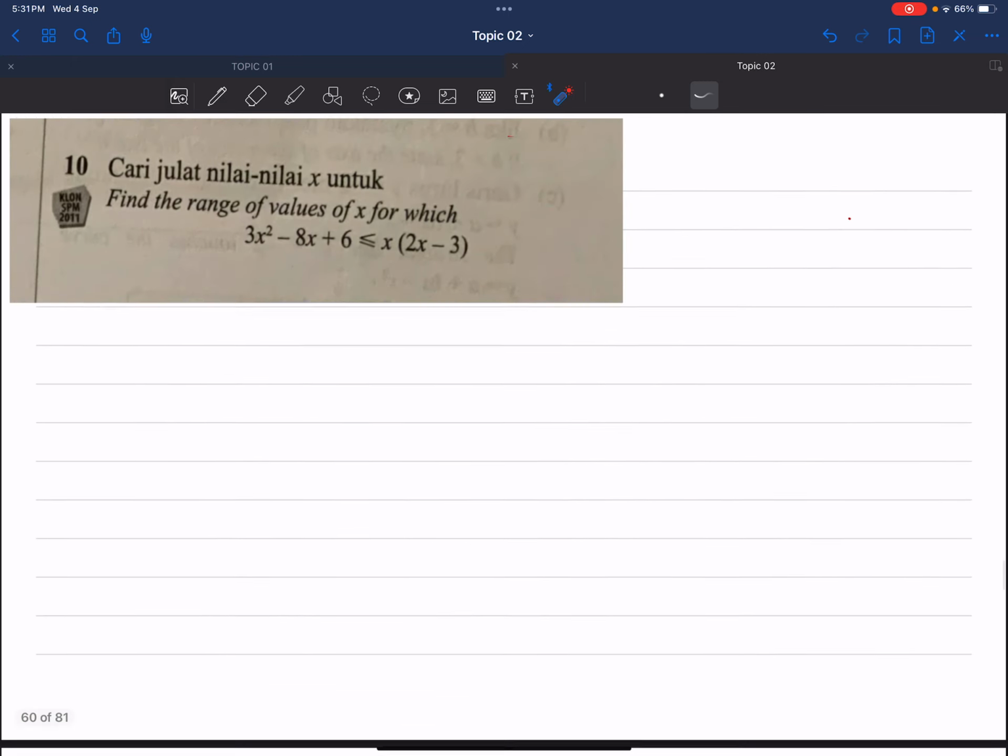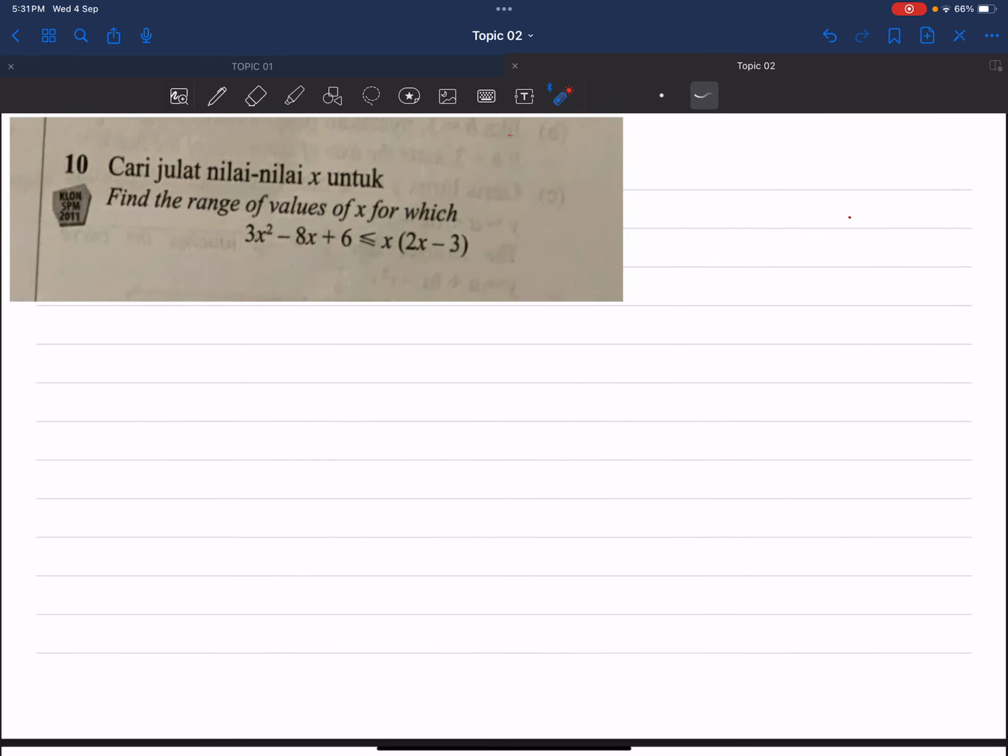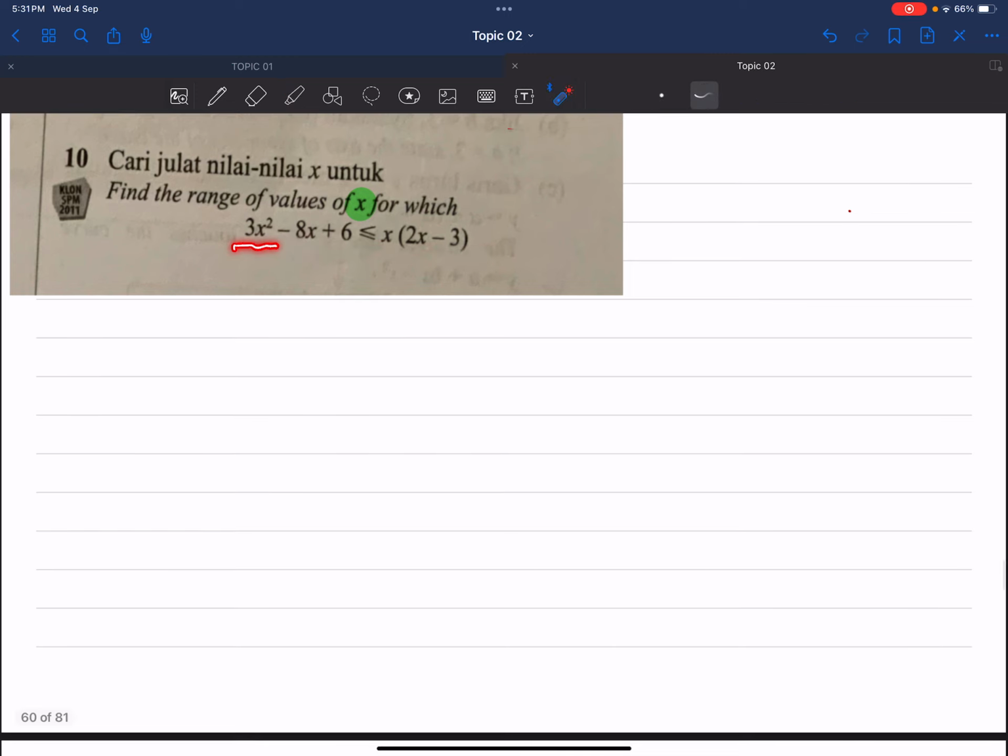We look at our first question on quadratic inequalities. Find the range of values of x for the given expression: 3x squared minus 8x plus 6 less than or equal to x brackets 2x minus 3. As I said earlier, there are 4 steps in solving quadratic inequalities. We start with step 1.